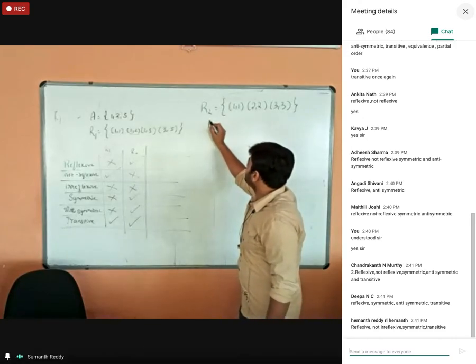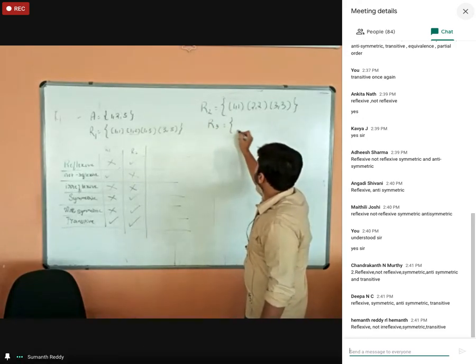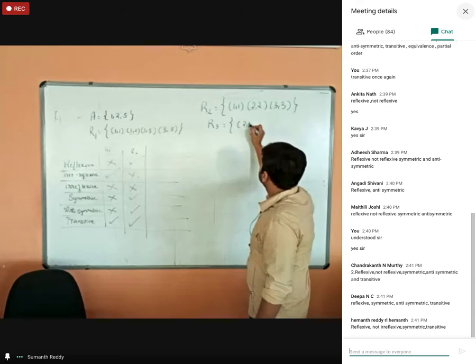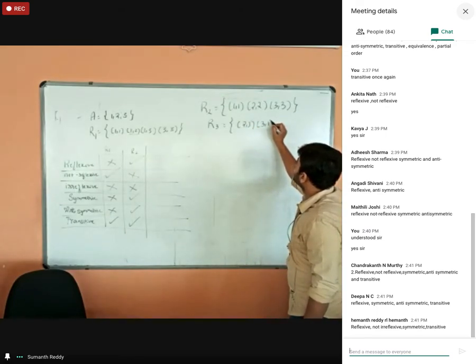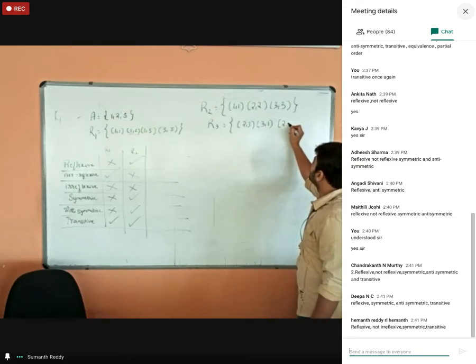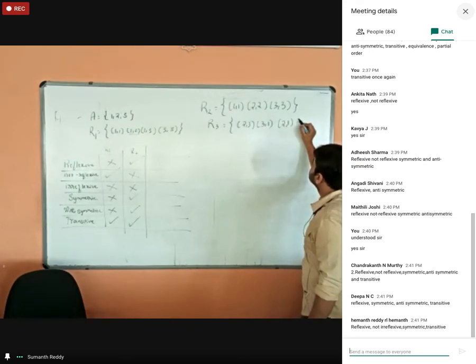I'll give one more example. The relation R3, which has the ordered pairs 2 comma 3, 3 comma 1, 2 comma 1, 3 comma 2.